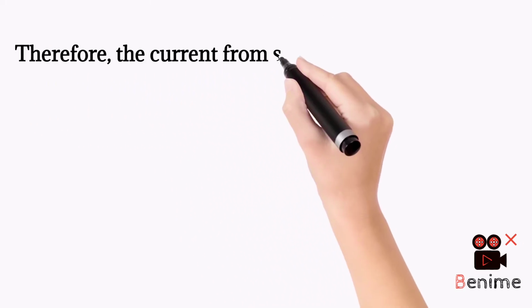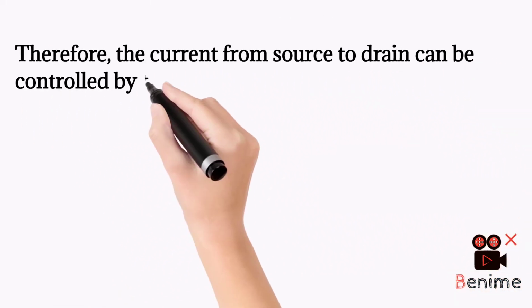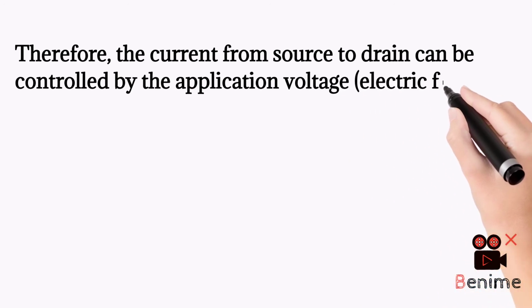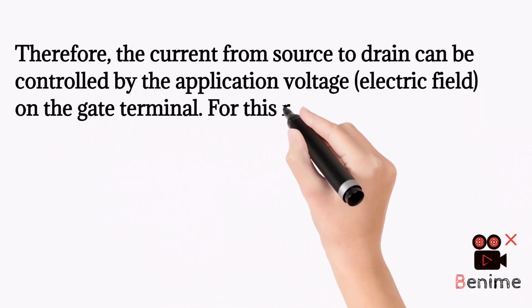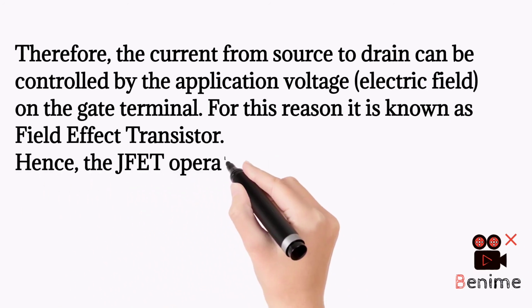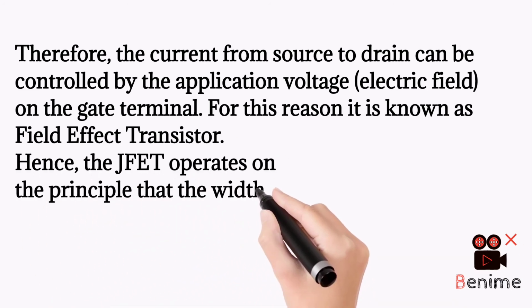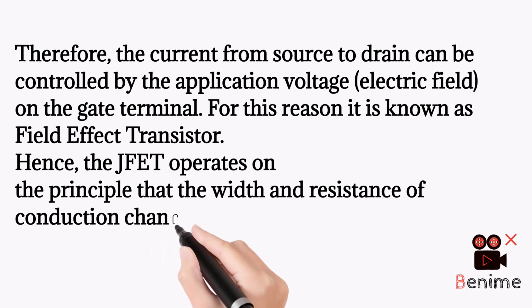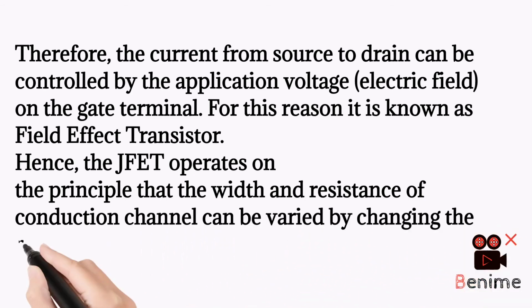Therefore, the current from source to drain can be controlled by the applied voltage, the electric field on the gate terminal. For this reason it is known as field effect transistor. Hence, the JFET operates on the principle that the width and resistance of conduction channel can be varied by changing the reverse voltage VGS.